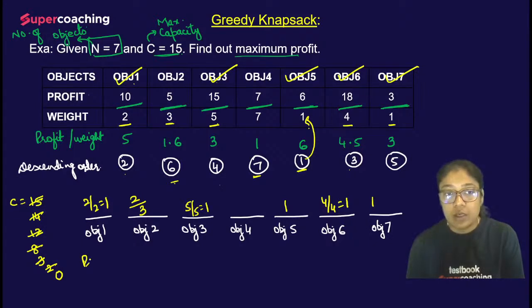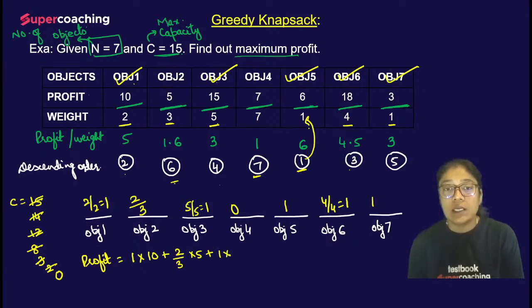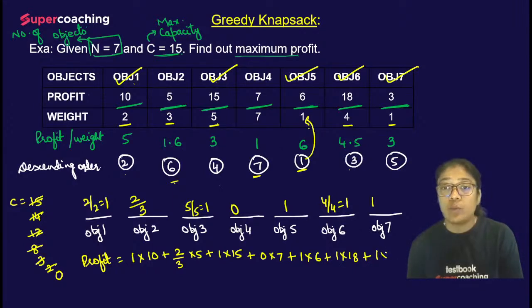Now take the profit. Object 1 is taken completely. 1 into its profit is 10. Object 2 is taken 2/3 and its profit is 5. Third object is taken completely, 1 into 15. Plus fourth object is not taken, its profit is 7. Fifth object is taken completely, so it's 1 into 6. Sixth object is also taken completely, so it is 1 into 18. Seventh object is also taken completely, 1 into 3.